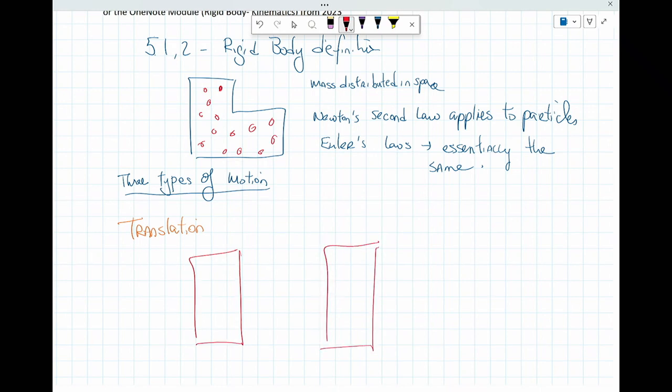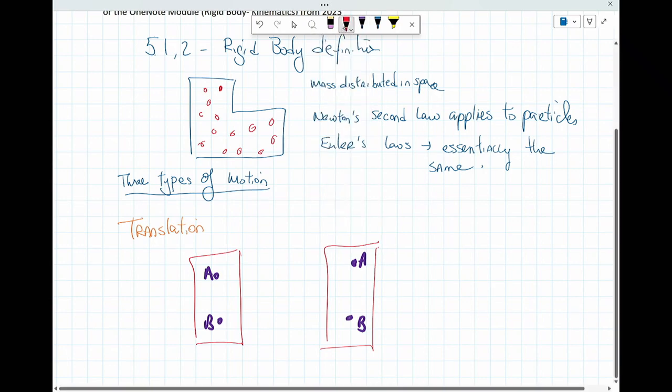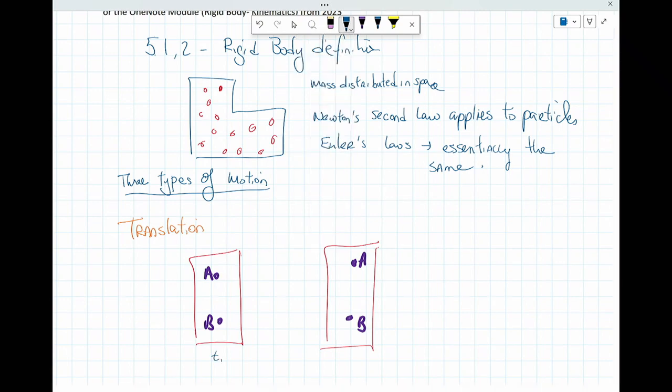And here I have a body that I have point A, point B. On the left is the position of the body at time 1. On the right is the position at time 2. I can have two different types of translation that are kind of important here. I can have rectilinear translation.